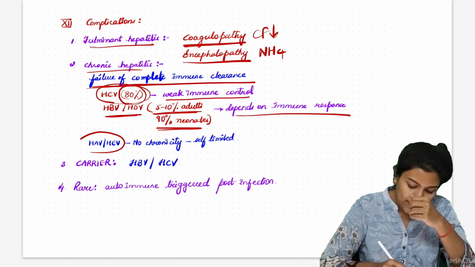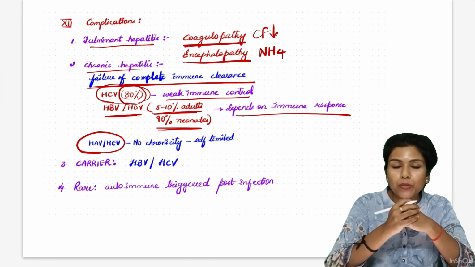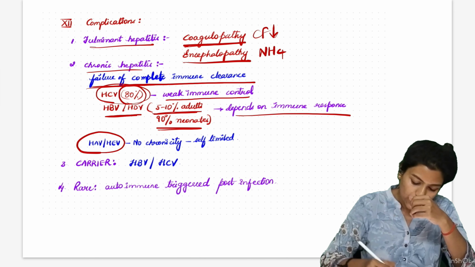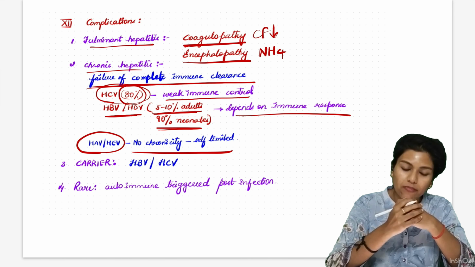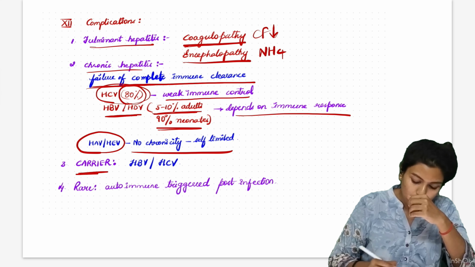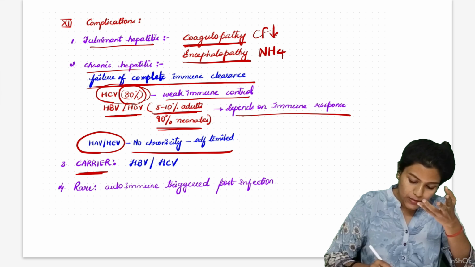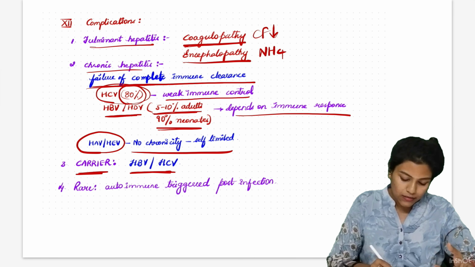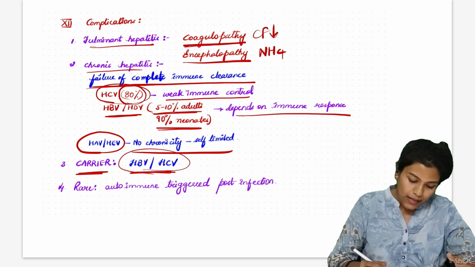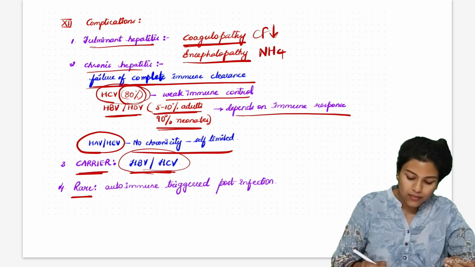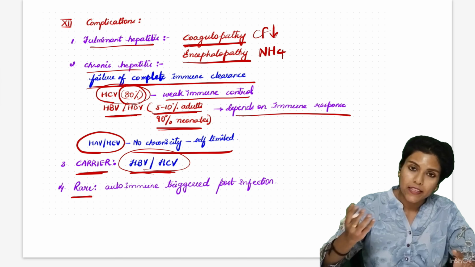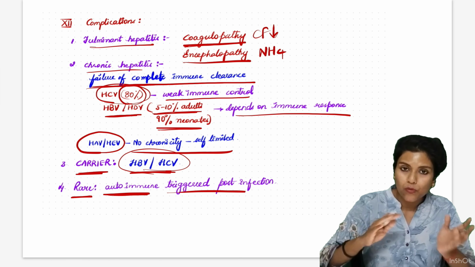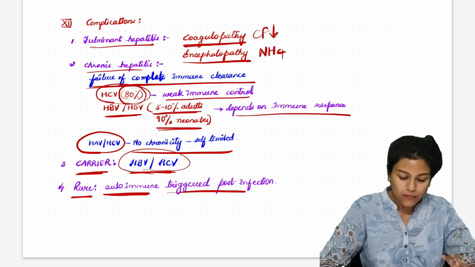And hepatitis A and E, because of short incubation period and being self-limited, have complete removal of the virus, so there's no chronicity. Carrier state is most commonly seen with hepatitis B and C. A rare complication is that after the infection subsides, there can be an autoimmune trigger, so autoimmune hepatitis can occur after this infection.